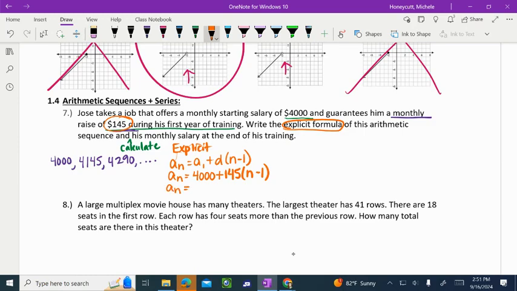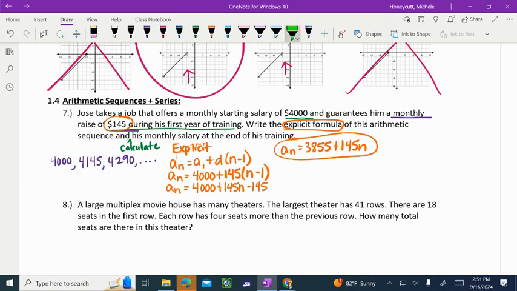Then we can simplify this expression: 4,000 plus 145n minus 145. If I combine like terms, that would be 4,000 minus 145. So my explicit formula would be 3855 plus 145n. So there's the explicit formula.